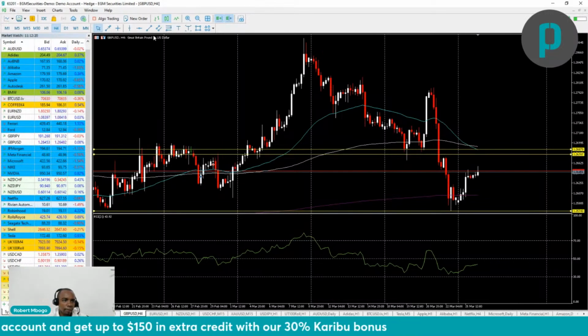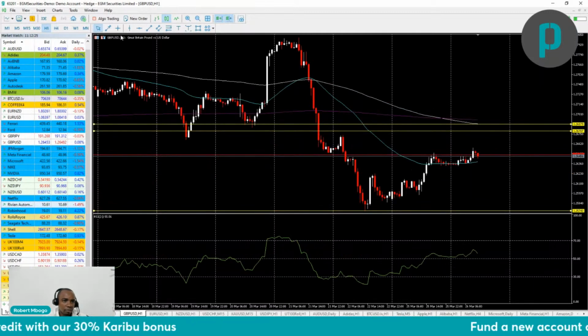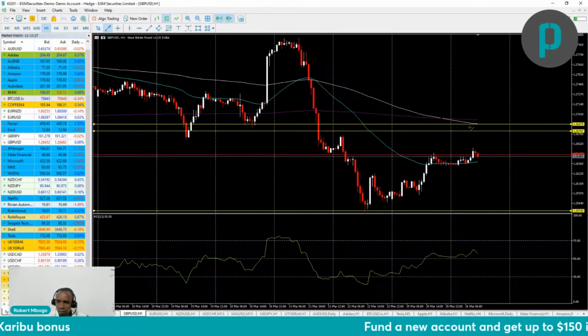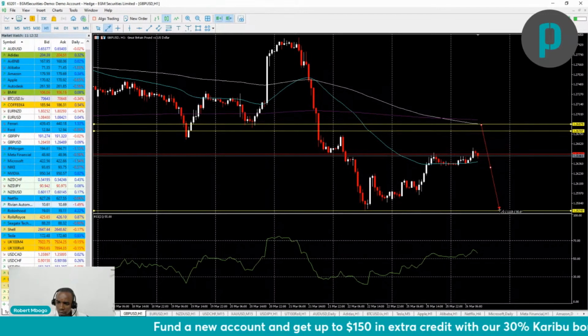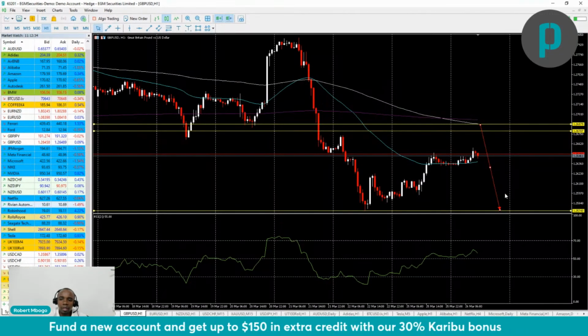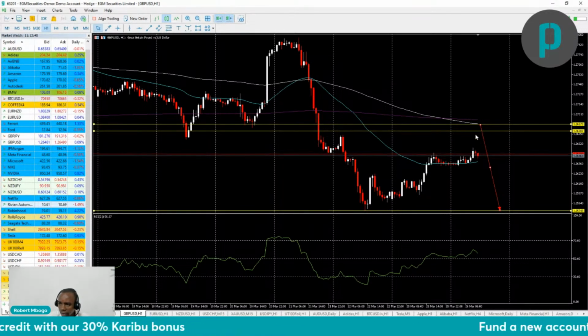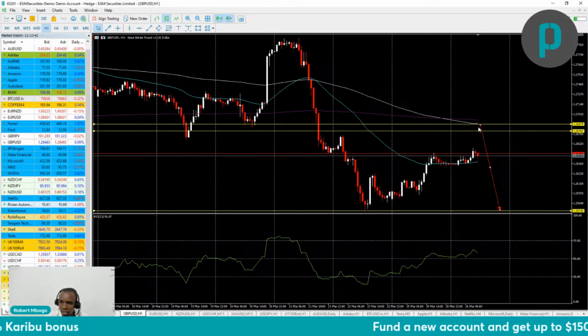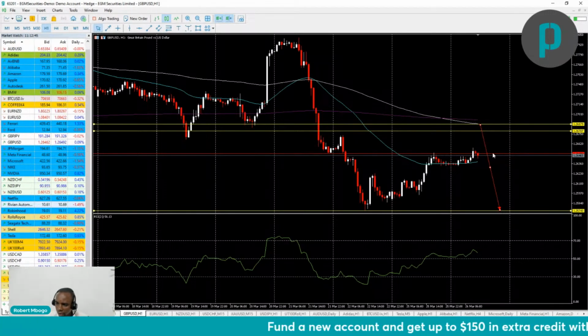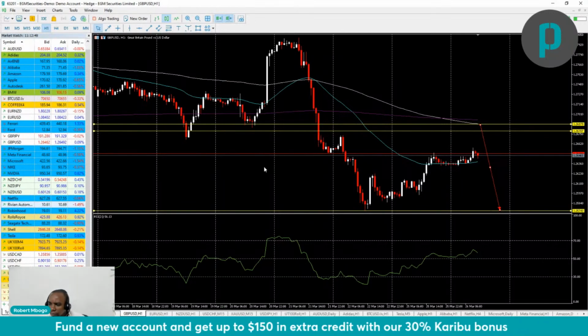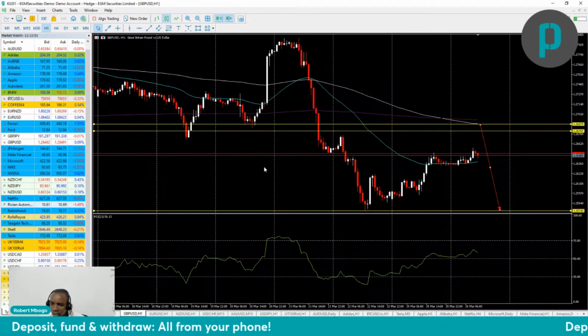So the ideal entry on my end will probably be this. That will be if the bulls on GBP USD were to push up, then I'll be seeking opportunities to short at around this area for around maybe 90 something pips. Yeah, actually it's more like 100 pips.